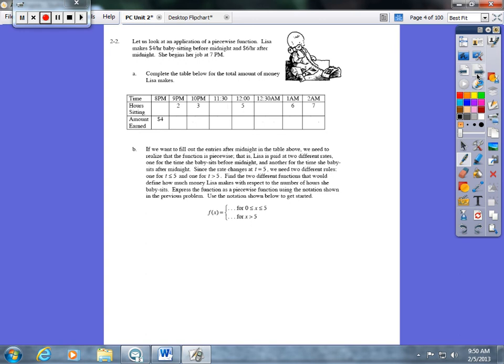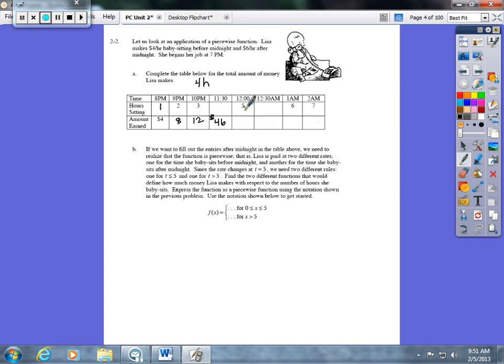let's see here. At 8 p.m., she's been babysitting for 1 hour, so she's made $4. At 9 p.m., she's been babysitting for 2 hours. Well, if she makes $4 an hour, that means it's going to be 4 times the number of hours. So that means here she would have made $8. Here she would have made $12. This is kind of confusing here because it's missing the actual 11. Okay. But at 11:30, if you plug 11 and a half in here for H, 44, it's going to be $46.